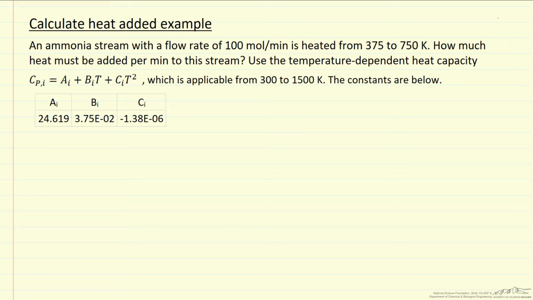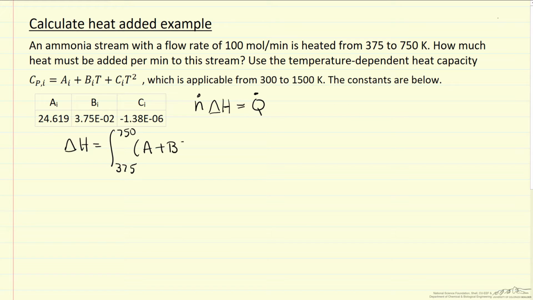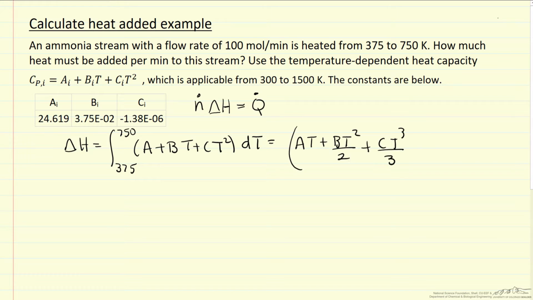So we're going to use the first law, where N dot is the molar flow rate of ammonia, times the change in enthalpy per mole. This is the heat added per time. And delta H is going to be integrating from inlet temperature 375 to 750 Kelvin, with our heat capacity A plus B times temperature plus C times temperature squared. So this integration is straightforward, and then we're evaluating this between 375 and 750. Remember, this is Kelvin, so let me write that there.